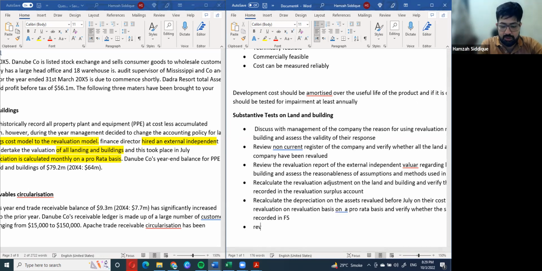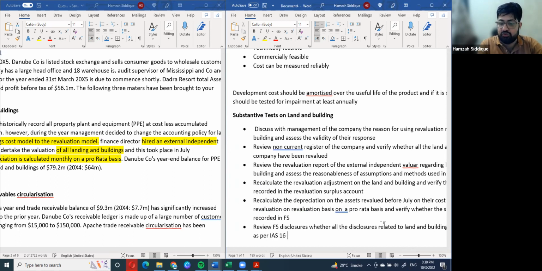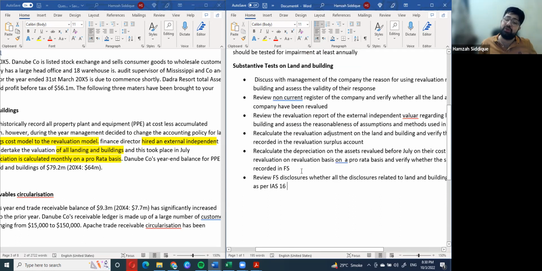Now, review financial statement disclosures. Whether all the disclosures related to land and building have been given as per IAS 16. Students do this blunder. They say verify all the disclosures have been given as per what? IAS. At least mention IAS, even if you don't remember the number.